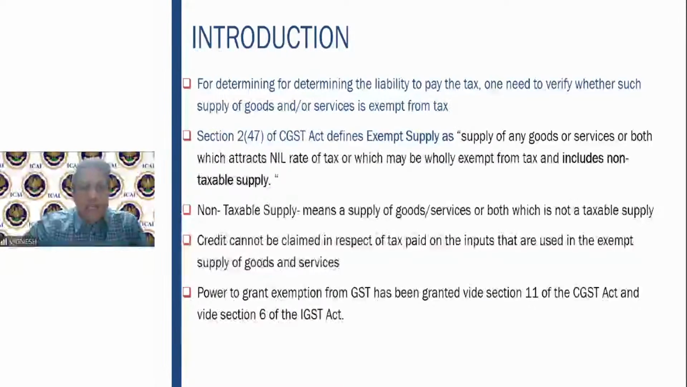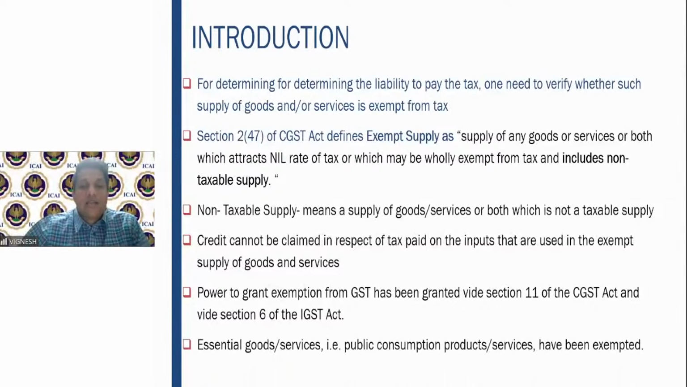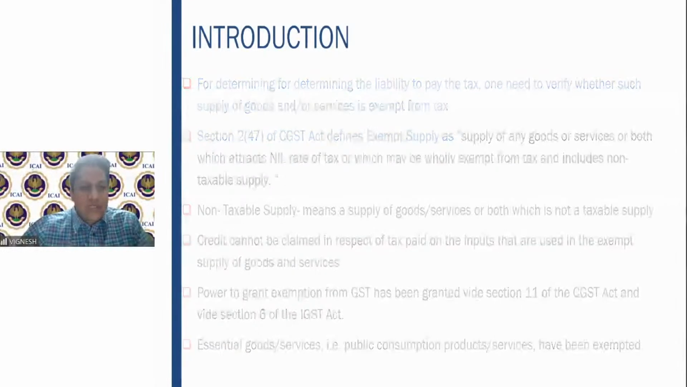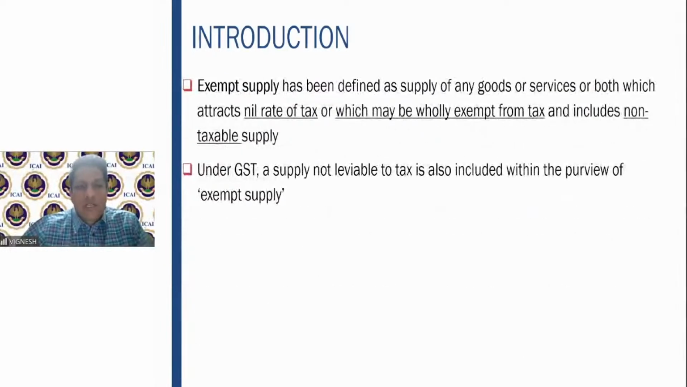So the power is granted via Section 11 of the CGST Act and Section 6 of the IGST Act. Essential goods or services, that is, public consumption products or services, like electricity, roads, toll tax, are essential goods or services that have been exempted from GST. So we have already seen the definition.